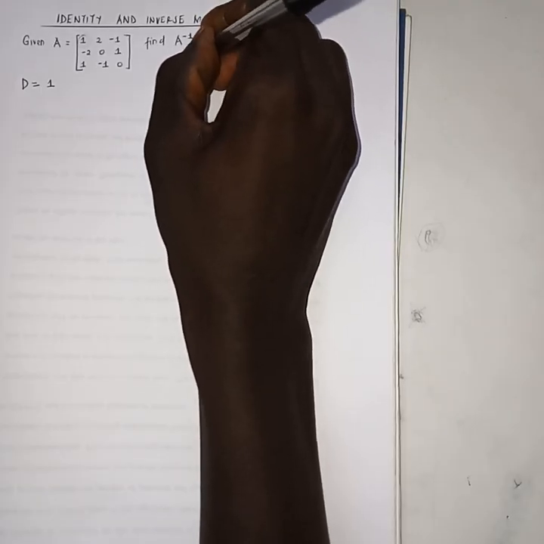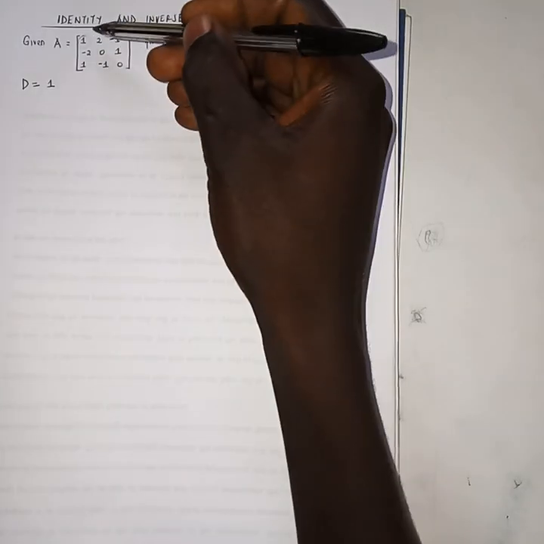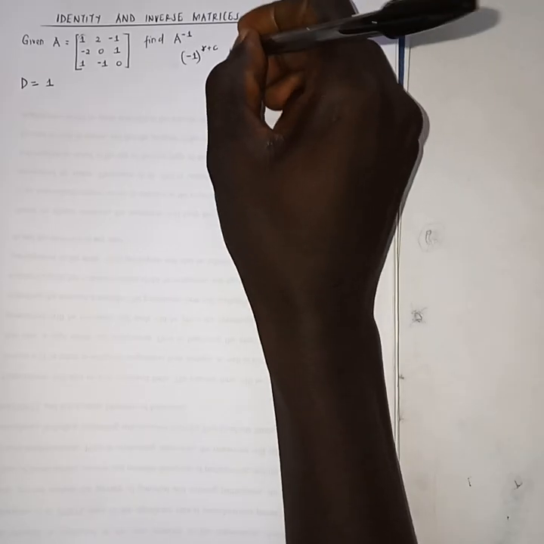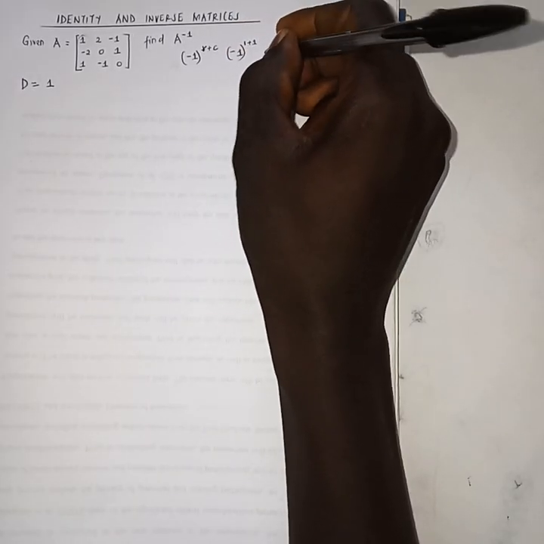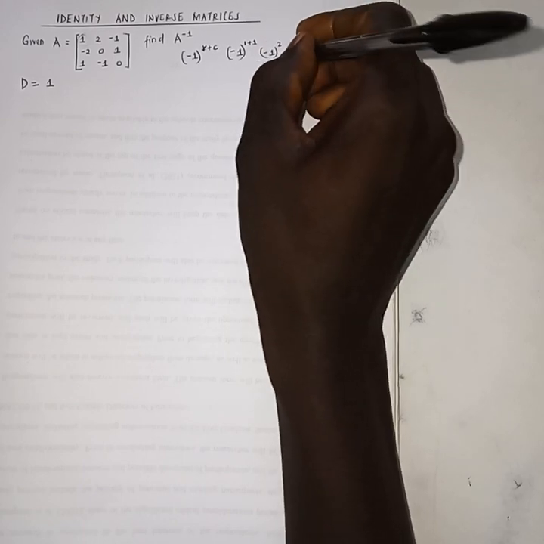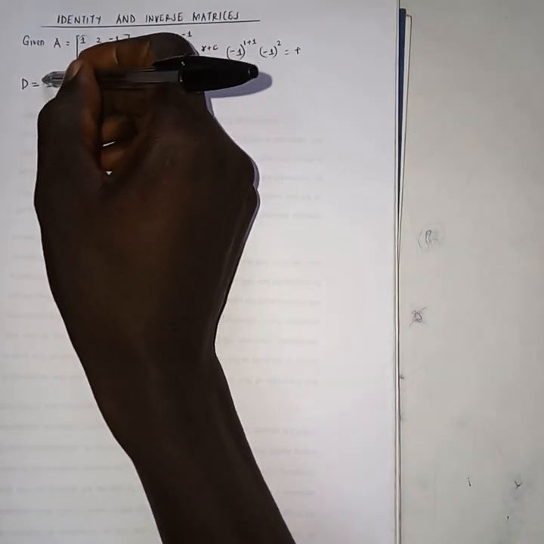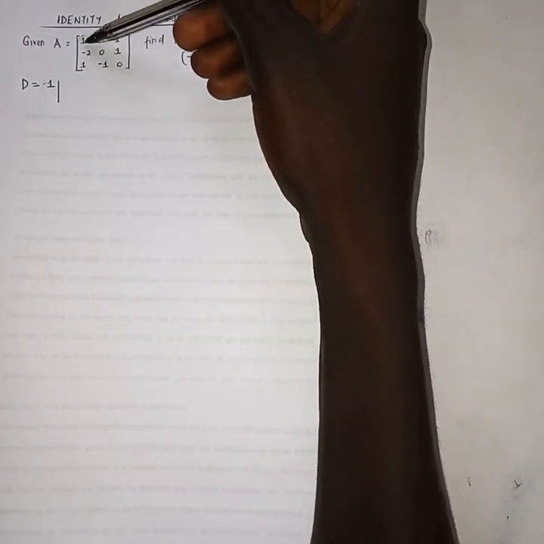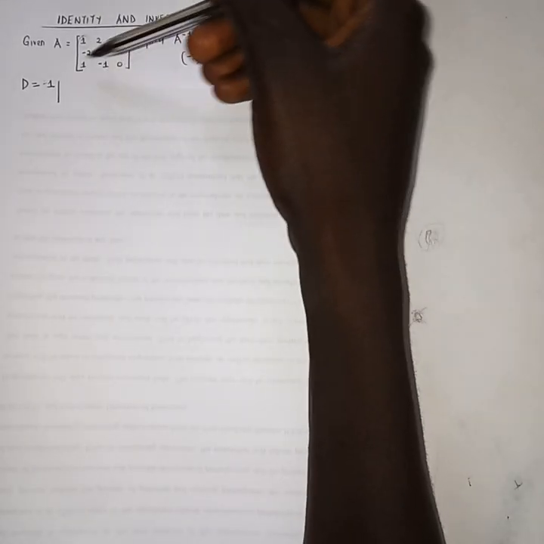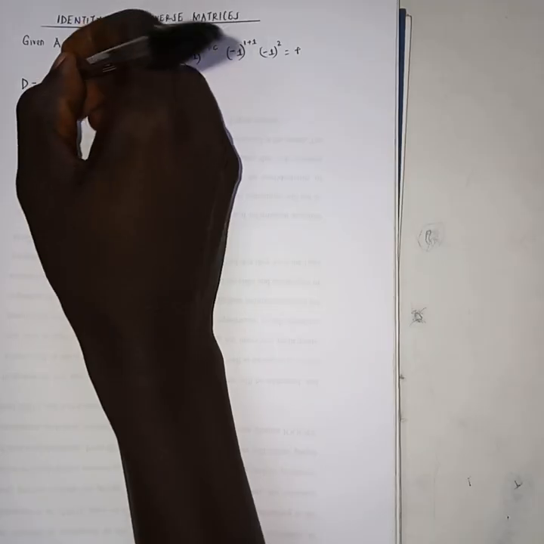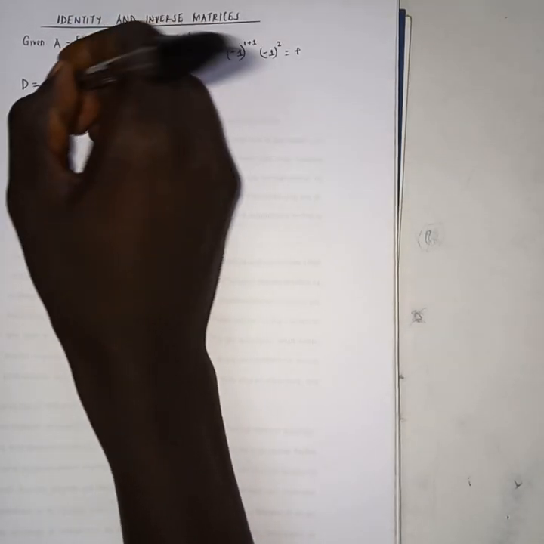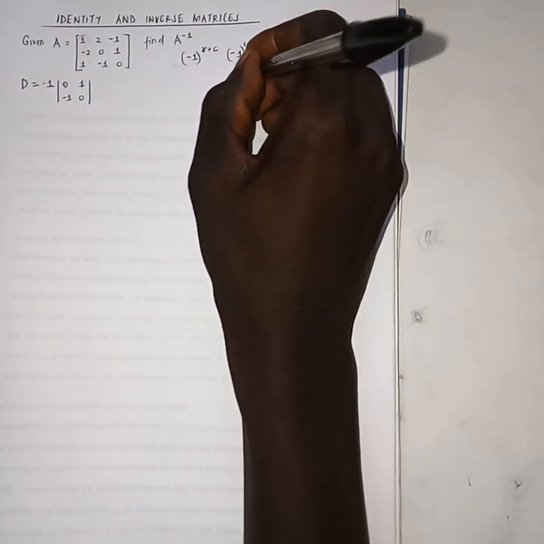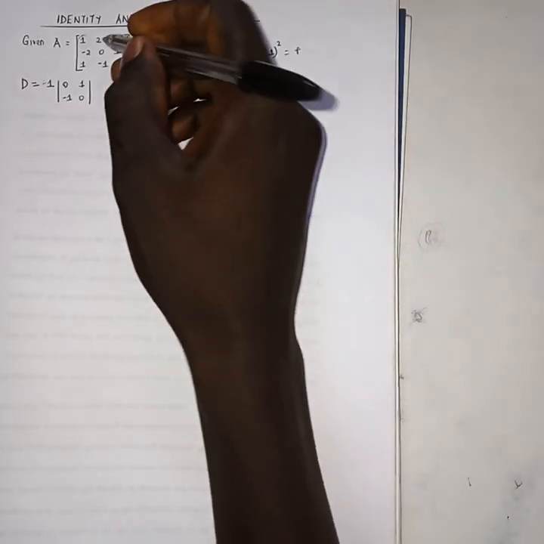So you're going to add the row plus the column. This value here is in row 1, column 1, so you're going to have negative 1 raised to the power 1 plus 1. This is giving us negative 1 squared, which is a positive. So that is why we're having a positive here. Then the minor matrix will be the values that are not on row 1 and not on column 1. So we'll be having 0, 1, negative 1, 0.